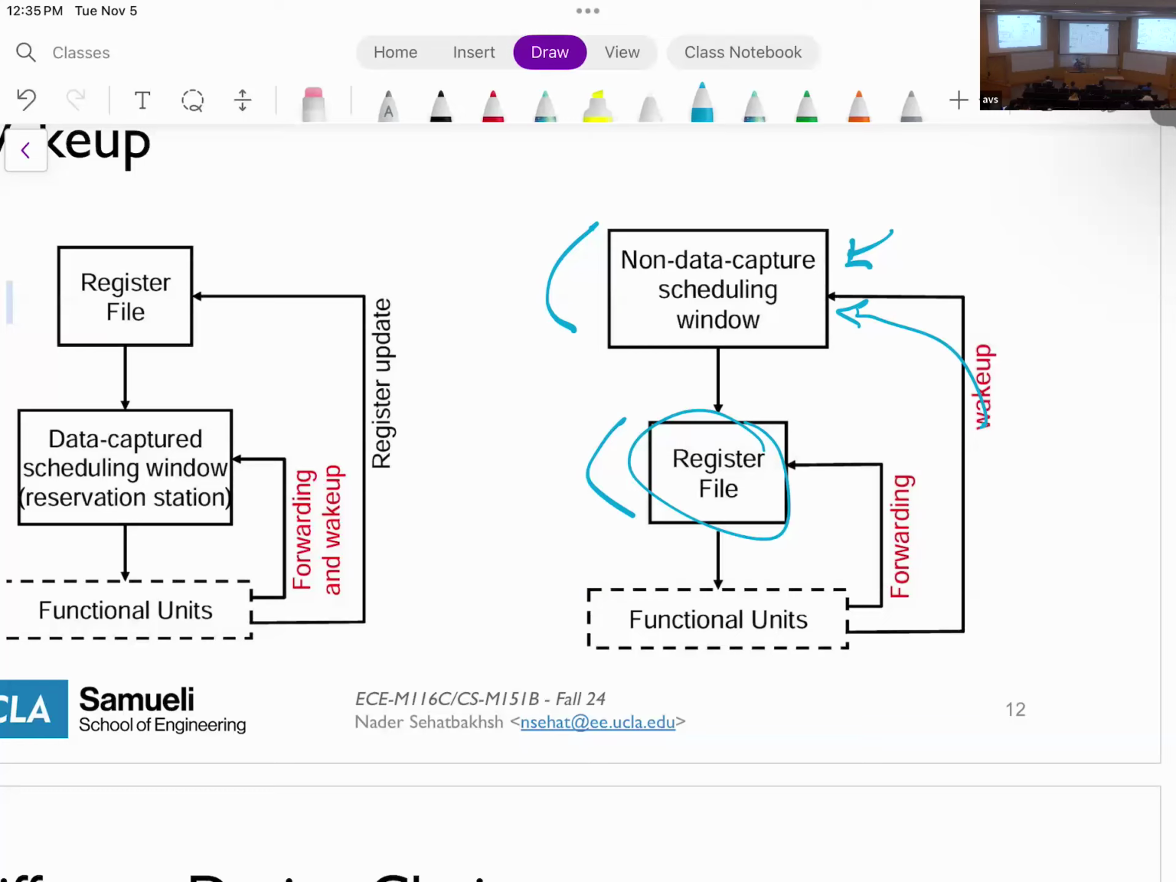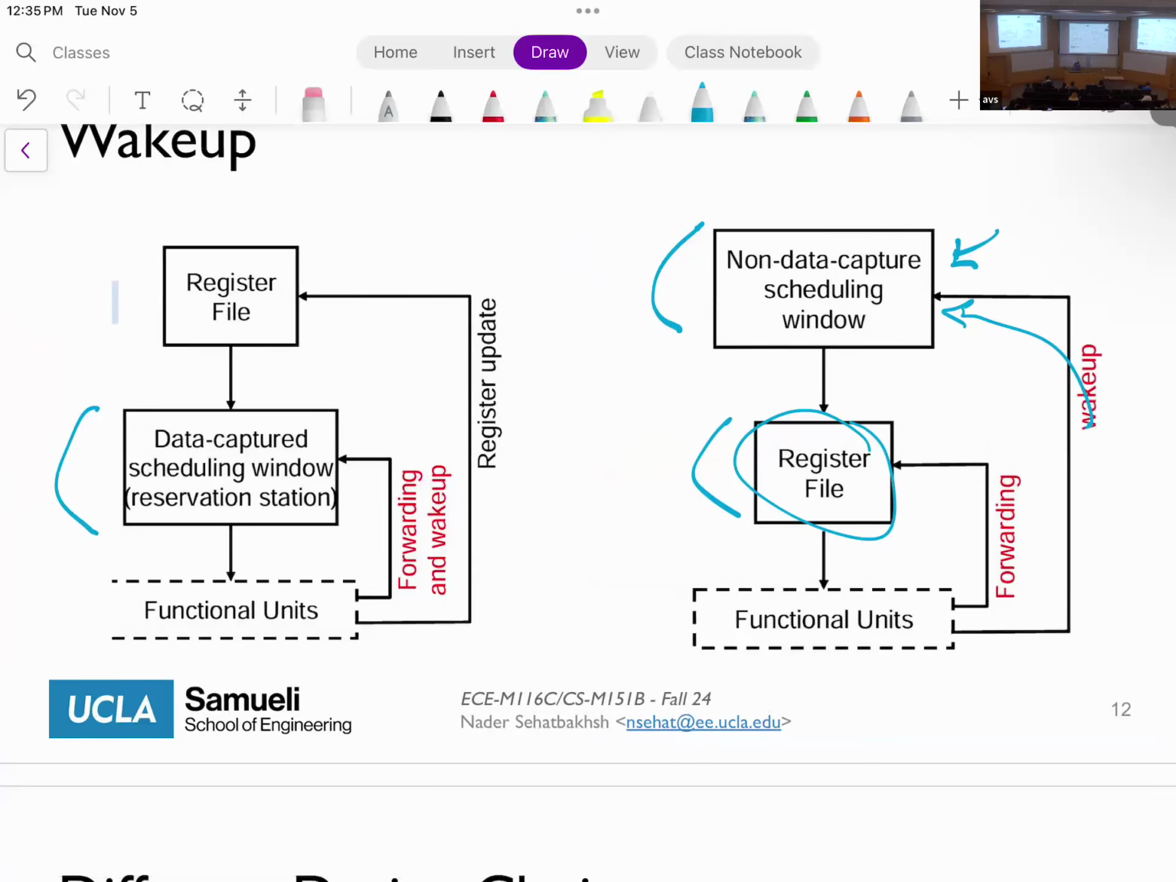This is why we call it non-data capture, because we don't capture the data. We just tell the reservation station to wake up and issue, but we actually capture data from the register file, okay? And of course, when we are done, in this case, don't forget that you also need to update the register for future instructions. So two things happen at the same time, versus in the other case, you can do both things at the same time. So again, there is another trade-off, which is that additional communication needs to happen. So which one is better? Again, it really depends. There's no clear winner in any of these cases.